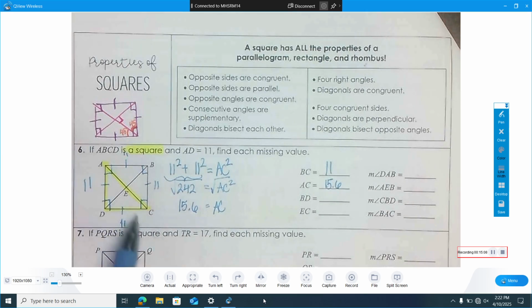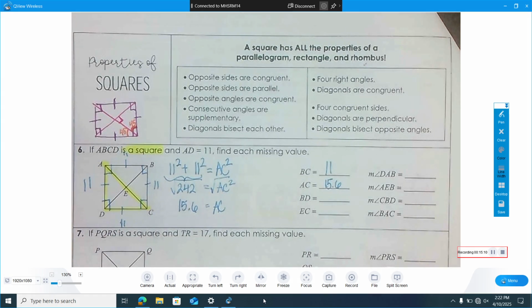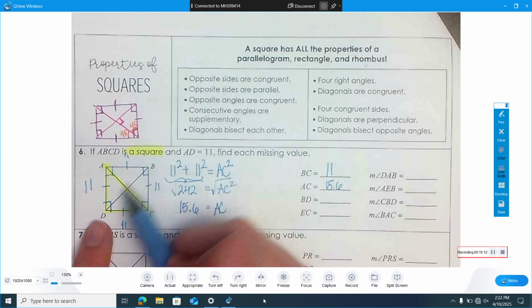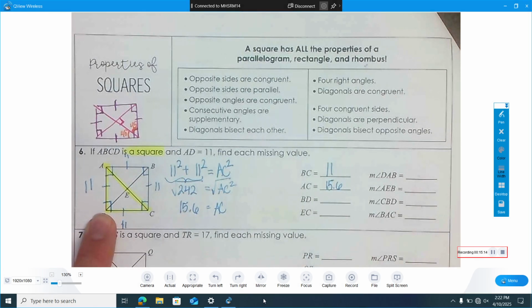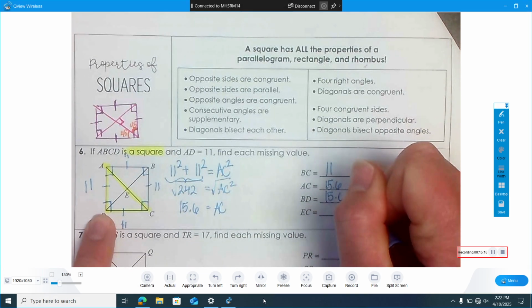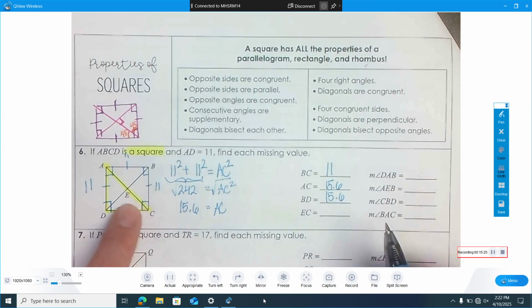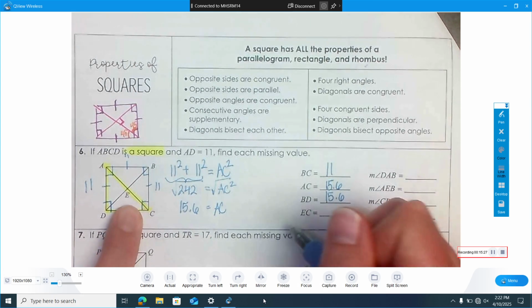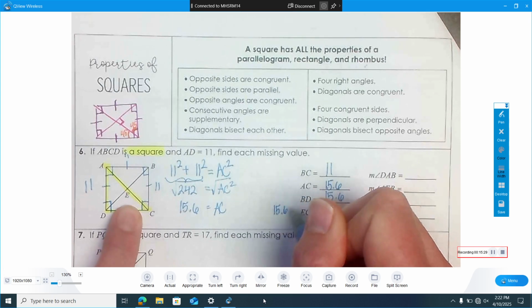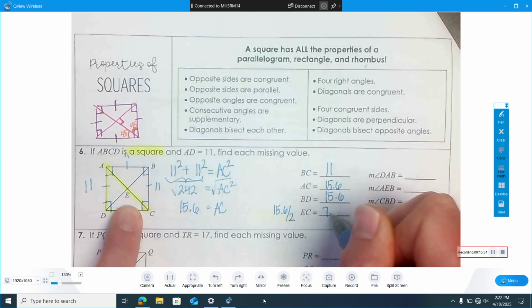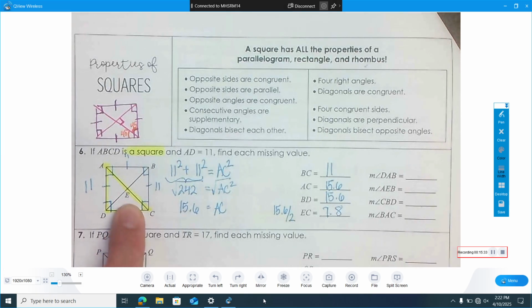All right, if the diagonal is 15.6, what is BD, the other diagonal? Also 15.6. The diagonals are congruent in a rectangle. EC, what is EC? How'd you get 7.8? 15.6 divided by 2, 7.8. Very good. Those diagonals get bisected. Great.